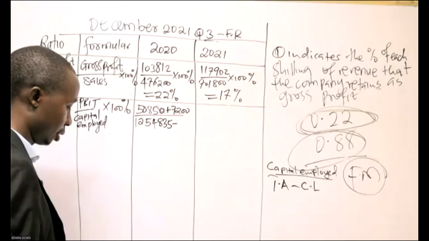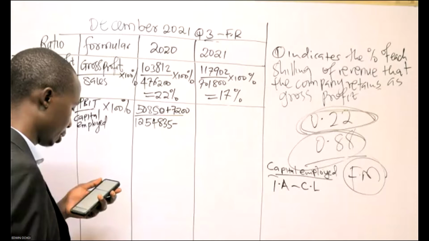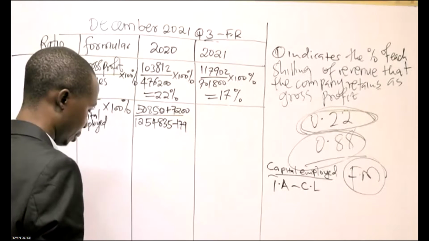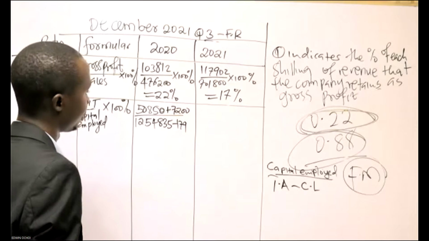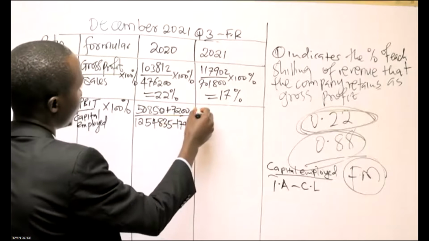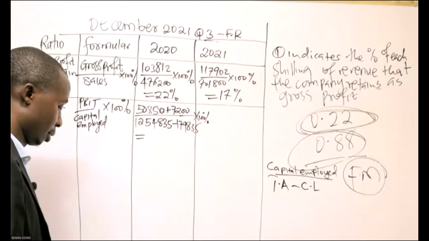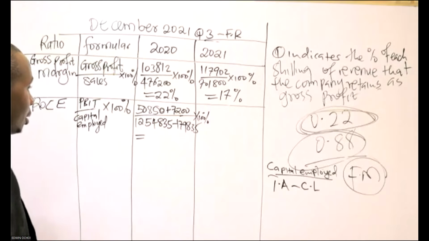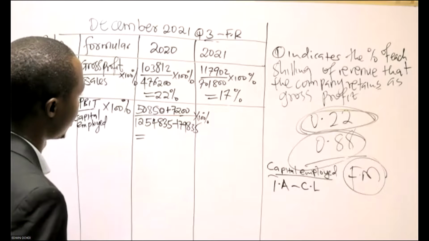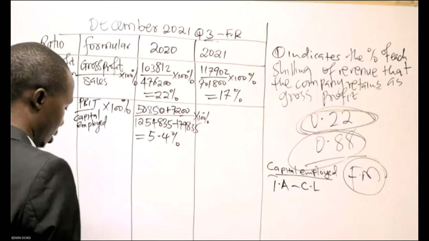You minus current liabilities, which is given. I think it's current liabilities. Is it given? 179,835. So you have to multiply with 100%. Give me the answer. But this one is done in a percentage. 5.4%.